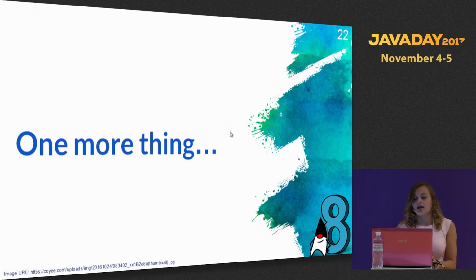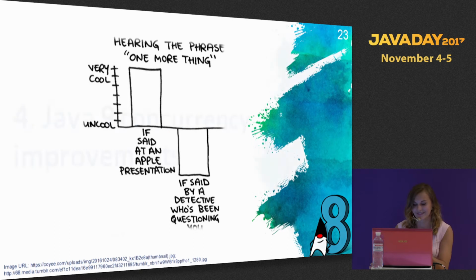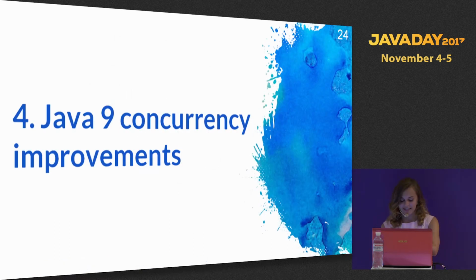So I know I promised it was the last pitfall, but there is one more thing. And I know it does not sound as fabulous as on an Apple presentation, yes, but well, this one more thing is called Java 9. So let's dive into Java 9 concurrency updates together.